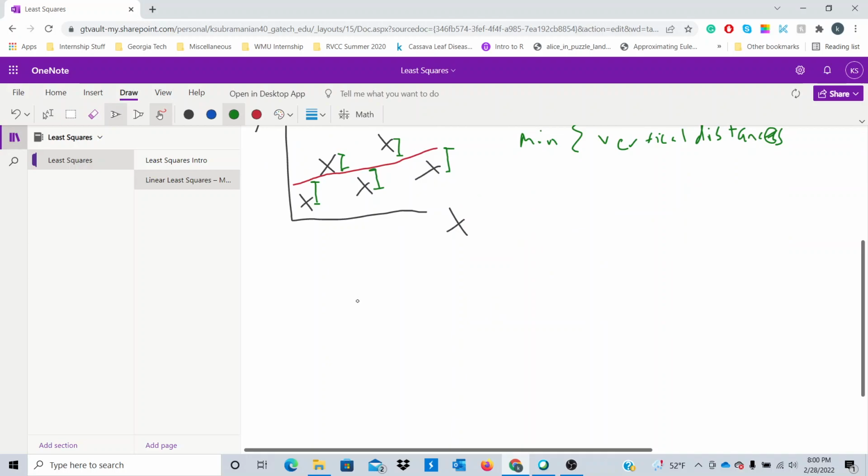Now, let's define what I mean by a vertical distance. So let's go through a bit of terminology. We know that every line has the form y equals mx plus b. This is the form of any line. And suppose we had this data point, x naught, comma, y naught. So y naught is the real y value.